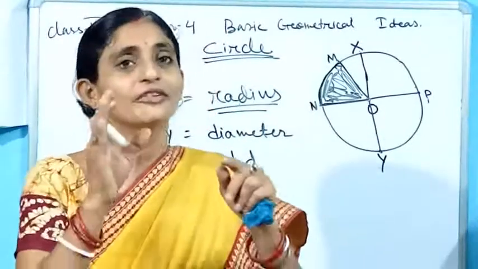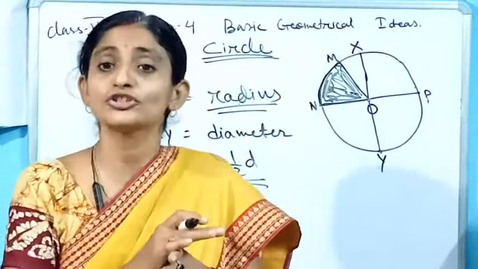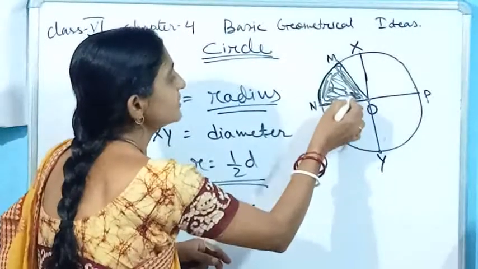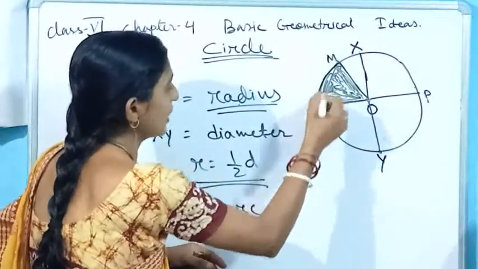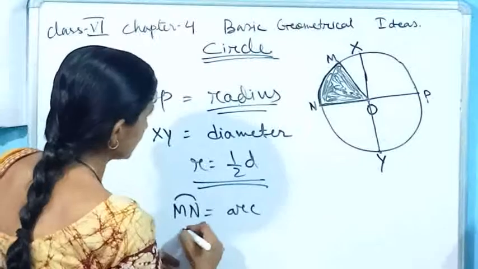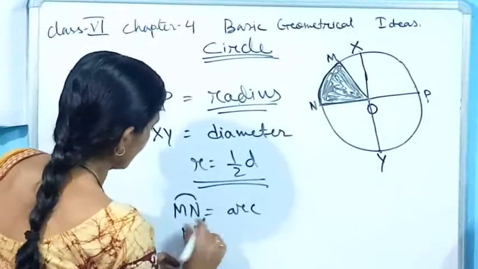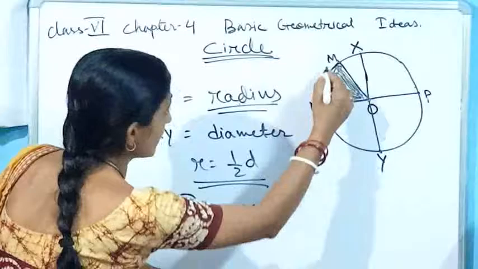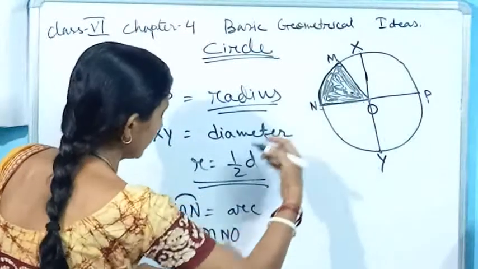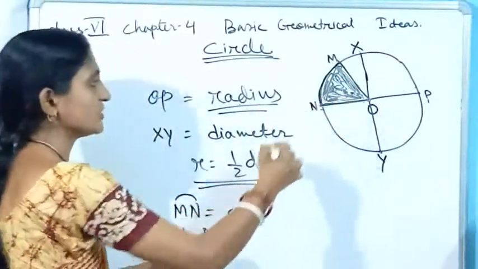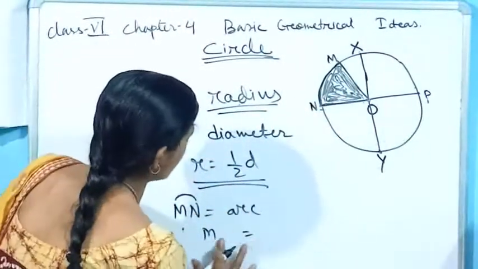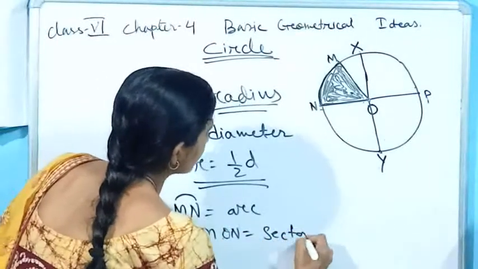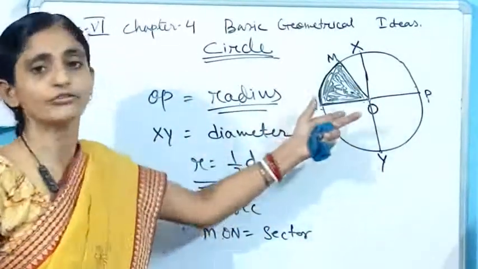If you are dividing the circle, you will get lots of sectors. So this is also one sector of this circle. I can name this one MNO, or you can say MON, whatever. In any sequence you can name this one. Okay, let me name it as MON. So that is the sector of this circle which I have drawn here.